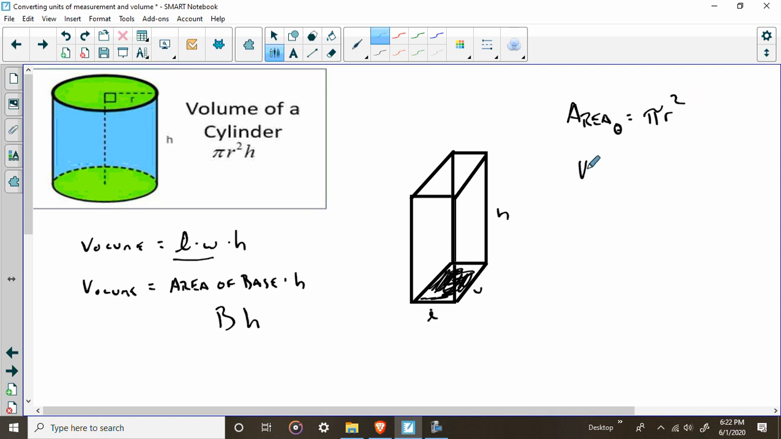All we need to do is the same thing. It's the volume, just like it was over here. It's the area of the base, so that's pi times radius squared, times the height. So if we want to find the volume of the cylinder, we're going to take the area of the base, pi times radius squared, and all we need to do is multiply it times the height.